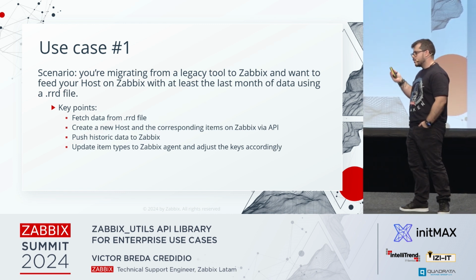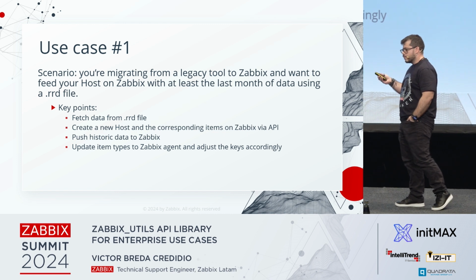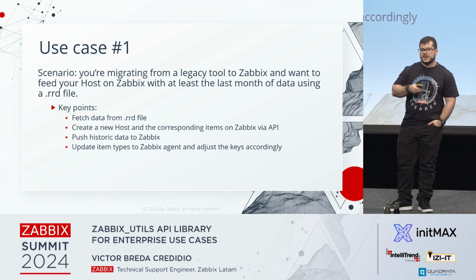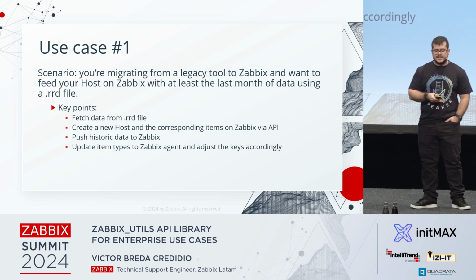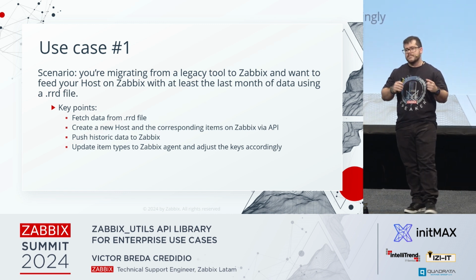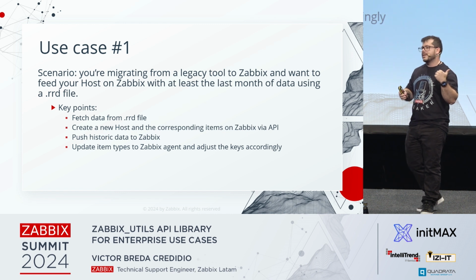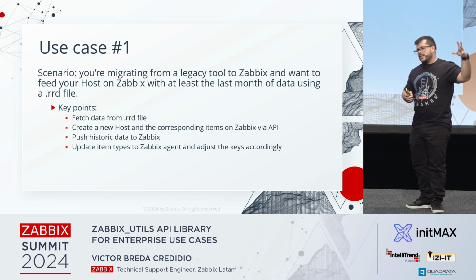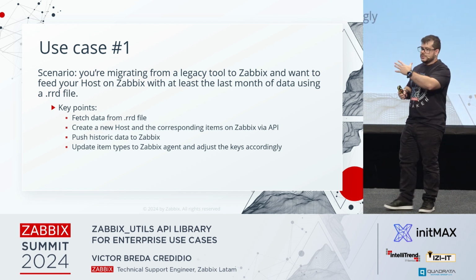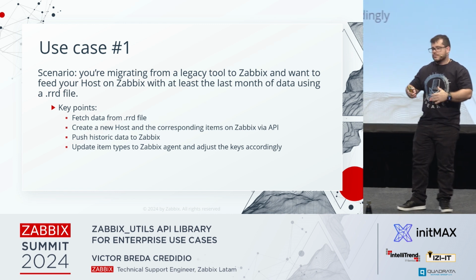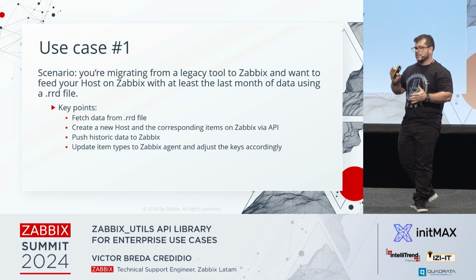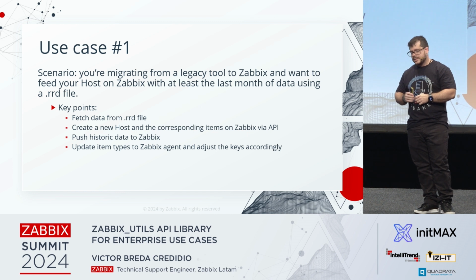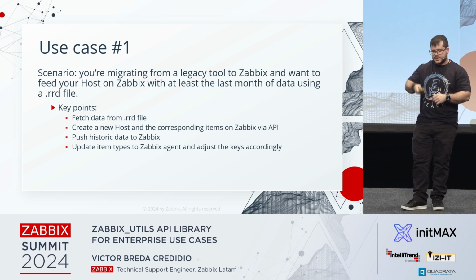And what was the goal of my project here? Get data from this RRD file, create the corresponding hosts with the metrics that were being monitored by the legacy tool, and just get the historic information from it and push it to Zabbix. After that, we would just have to make some arrangements and trim something out from Zabbix with the Zabbix agents, etc. We'll see more details on that.